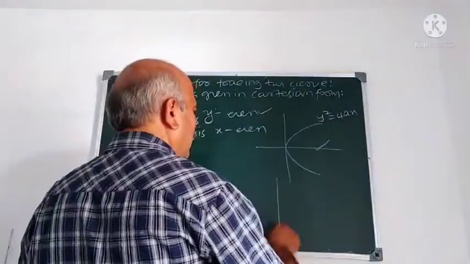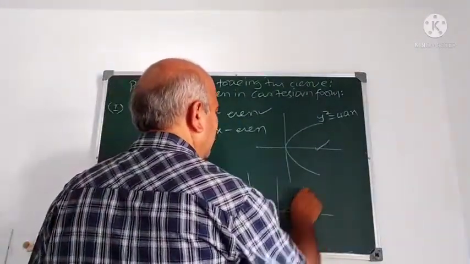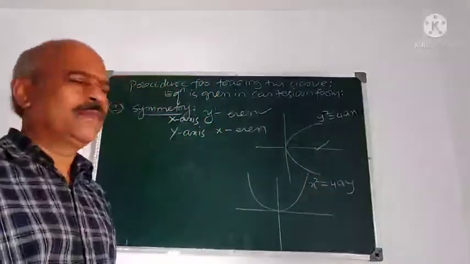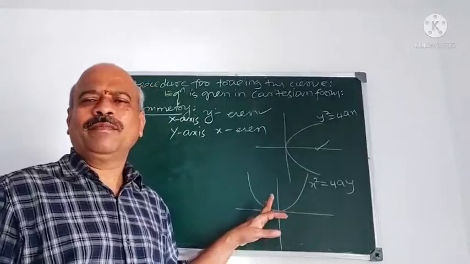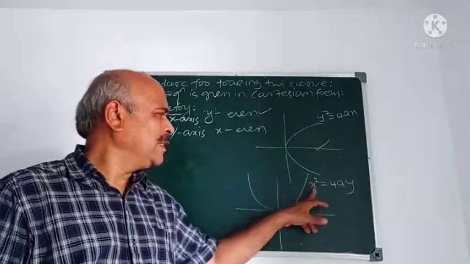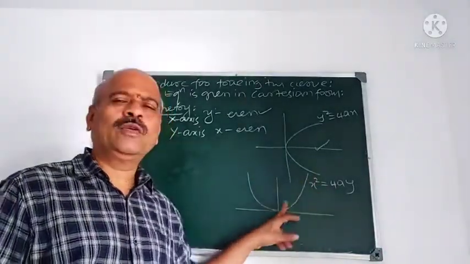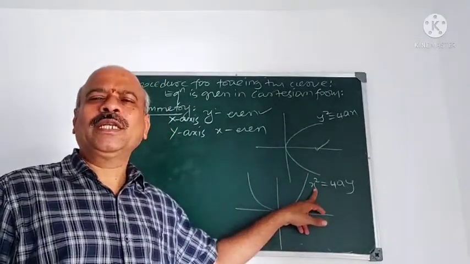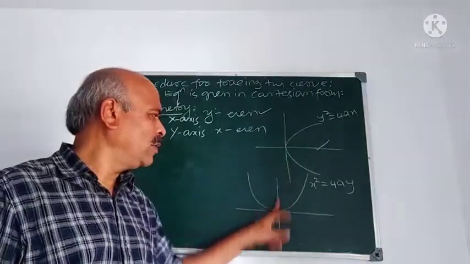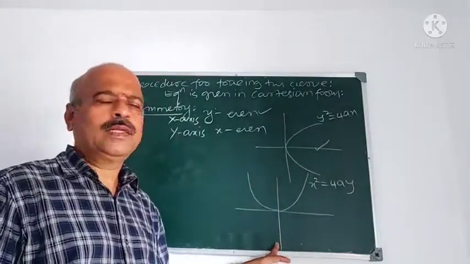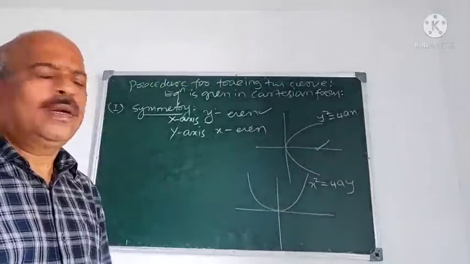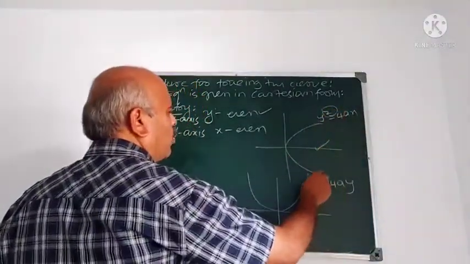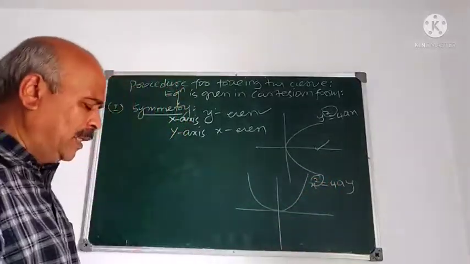The best example: I take the curve x square is equal to 4ay. First I take a simple example to explain. X square is 4ay is the parabola that you know, in standard form. See, the power of x is even, therefore it is symmetric about the y axis. Symmetric about the x axis if the power of y is even. Symmetric about the y axis if the power of x is even.